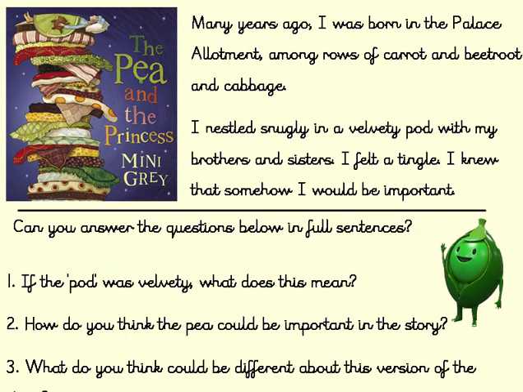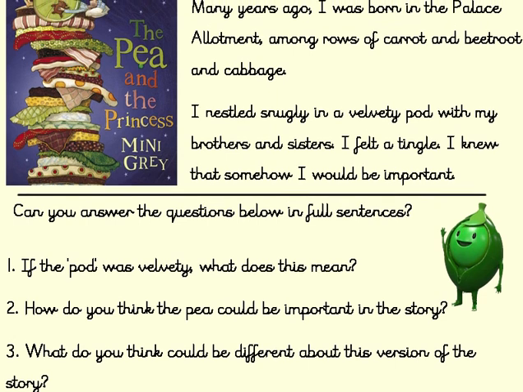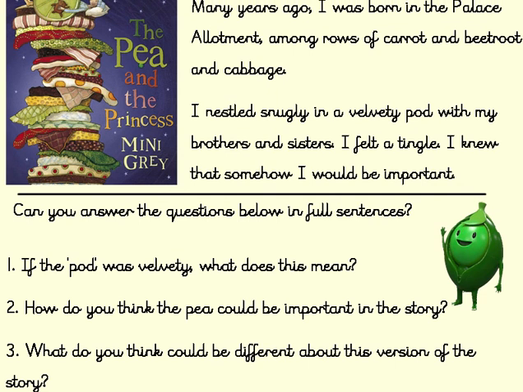So this is what I would like you to do as your final task for our learning journey today. Can you answer the questions below in full sentences? If you sometimes find writing sentences really difficult, you could always record yourself answering the questions and upload it to Dojo. So number 1, if the pod was velvety, what does this mean? So what does the word velvety mean? Number 2, how do you think the pea could be important in the story? You might want to think back to the original story that we looked at earlier.